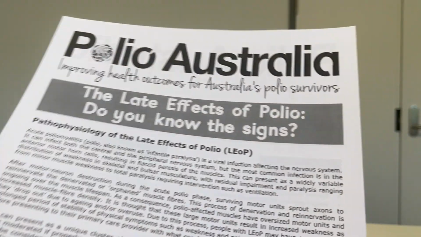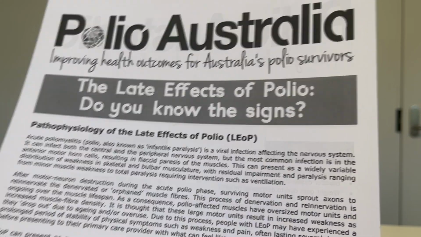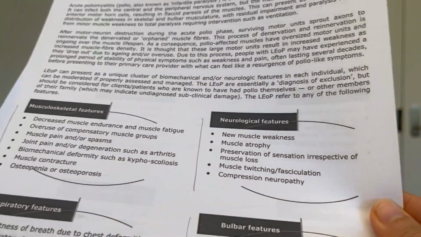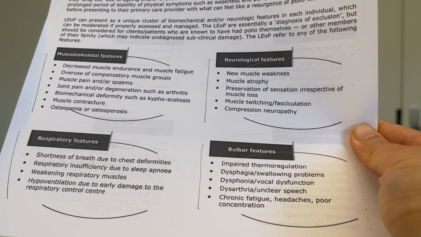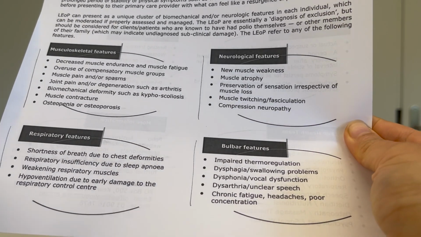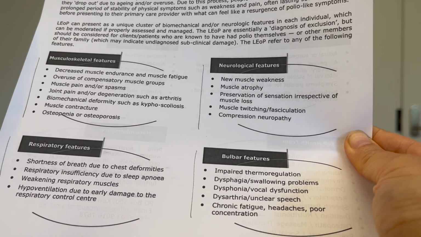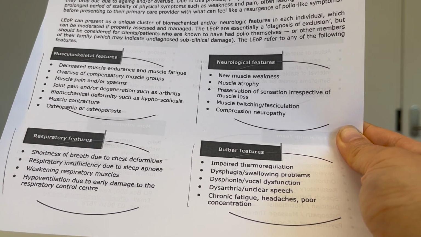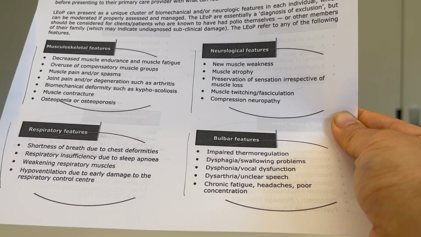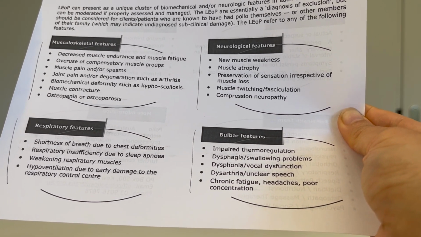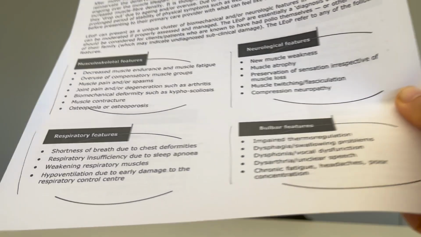Okay. And in terms of this resource, this is Post-Polio Australia, and these are the potential signs and symptoms the patient might experience. So musculoskeletal features, decreased muscle endurance and muscle fatigue, neurological features, new muscle weakness, respiratory features, shortness of breath, bulbar features. But you can take a screenshot and read that yourself. So you can have that. So all that down there.